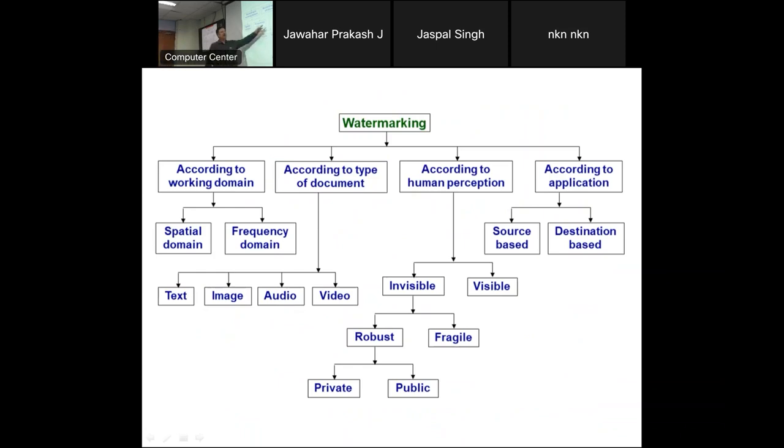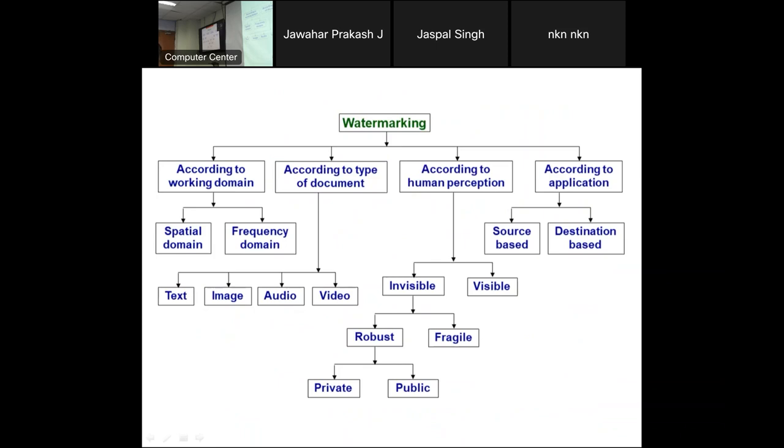Again, according to the type of document, you can have a watermark in text, in an image, in an audio. Why did this watermarking become very important? Because as you know, if a good picture is released by Bollywood, the next day you will find those CDs available in the market. So how do they make it?